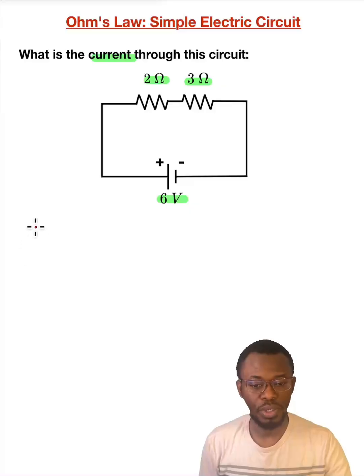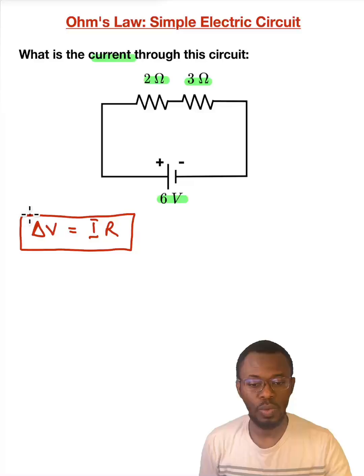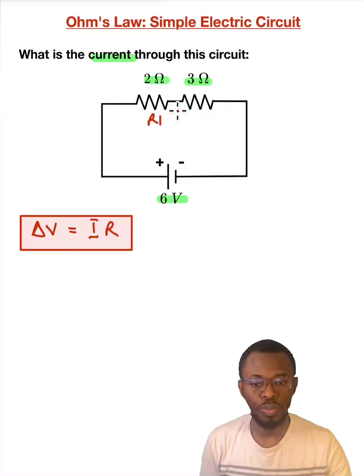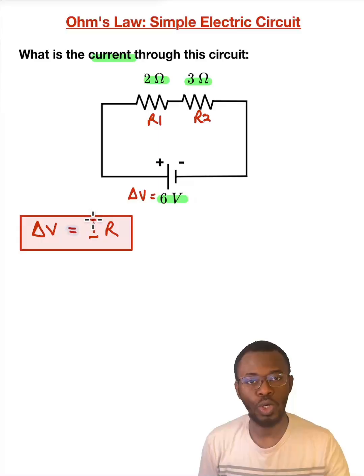It says that the potential difference delta V across the load in the circuit is always equal to IR, where I is the current through the circuit, and R is the resistance in the circuit. In this case, we have two resistors. One is R1, which is 2 ohms, and another one, R2, which is 3 ohms. And then the potential difference delta V is 6 volts. And we are going to determine the current running through the circuit.